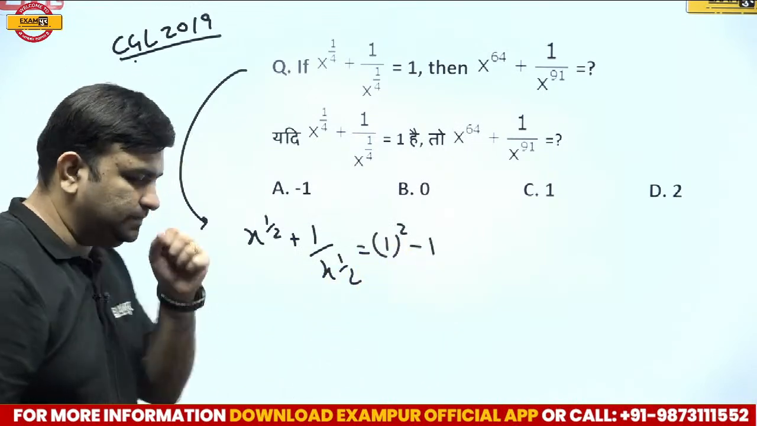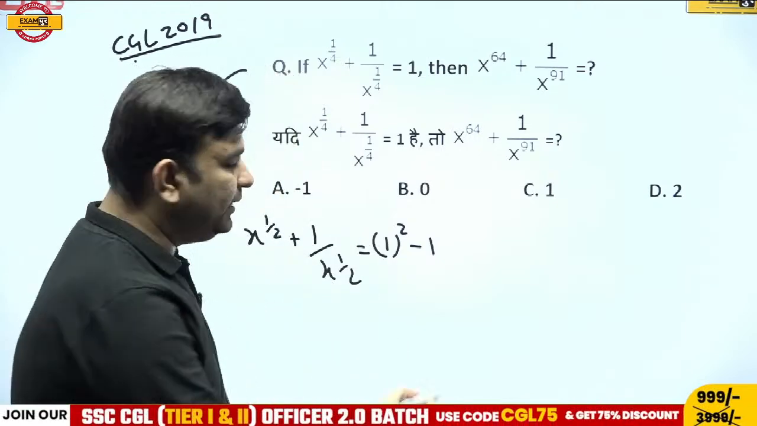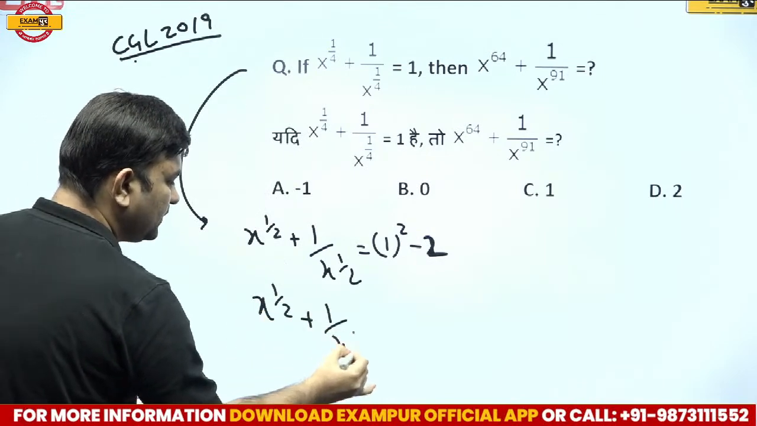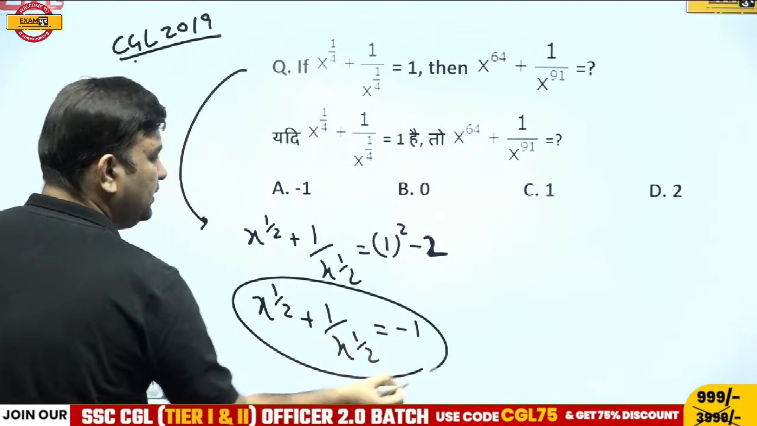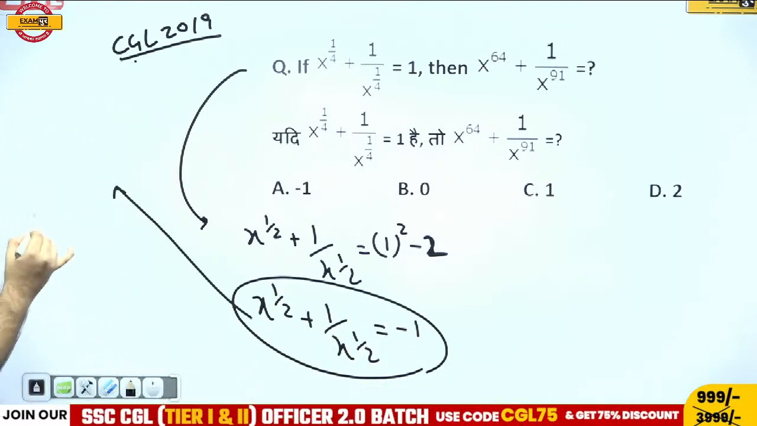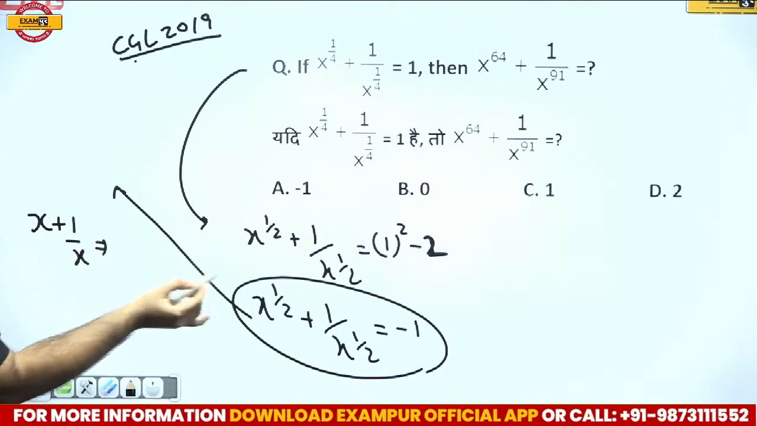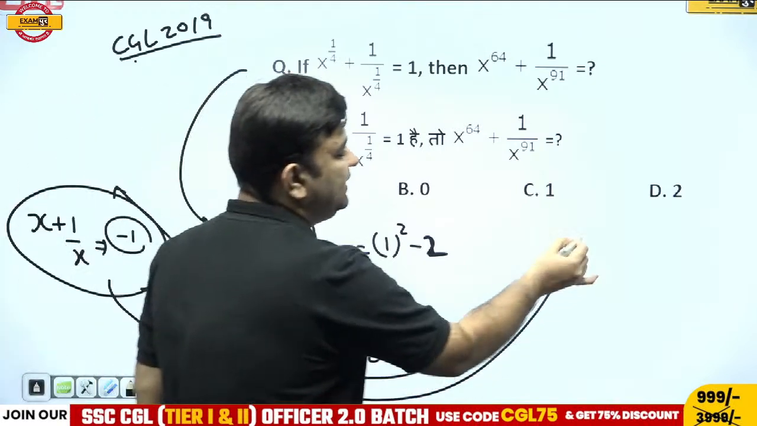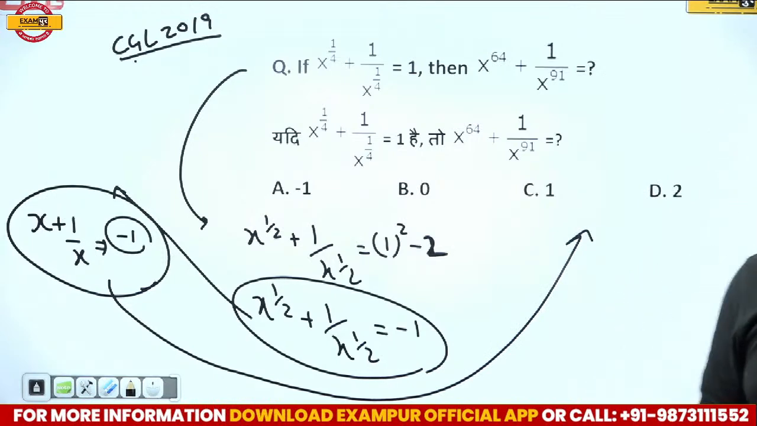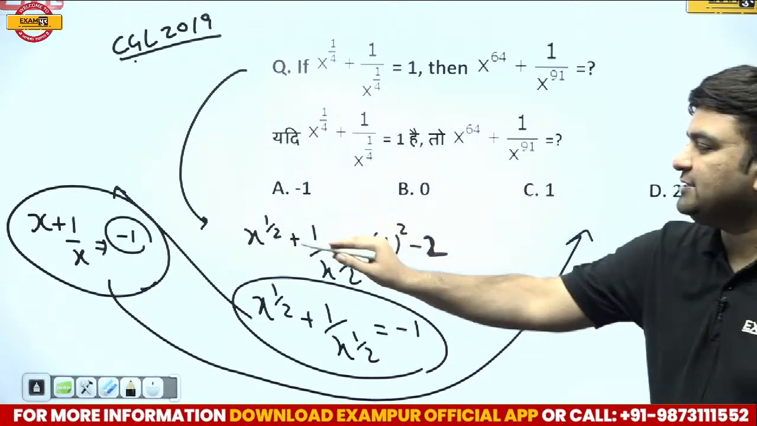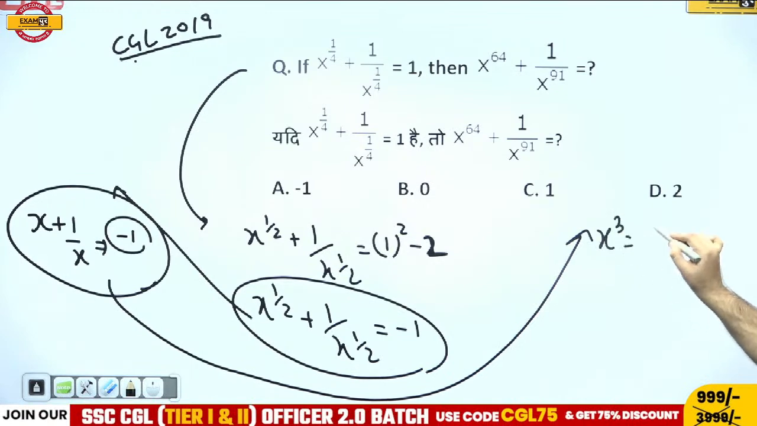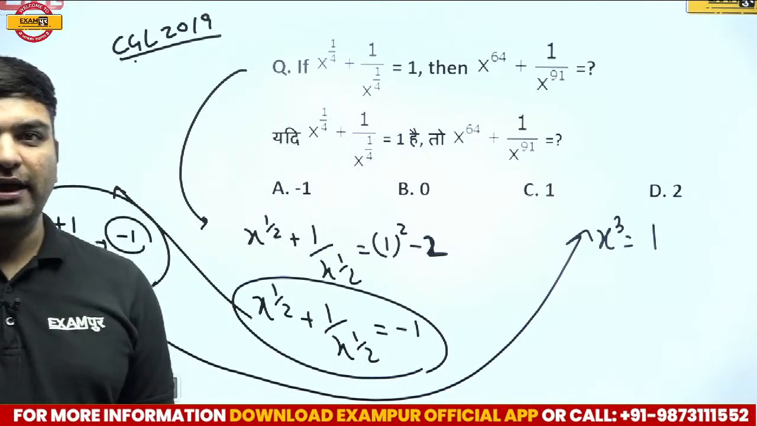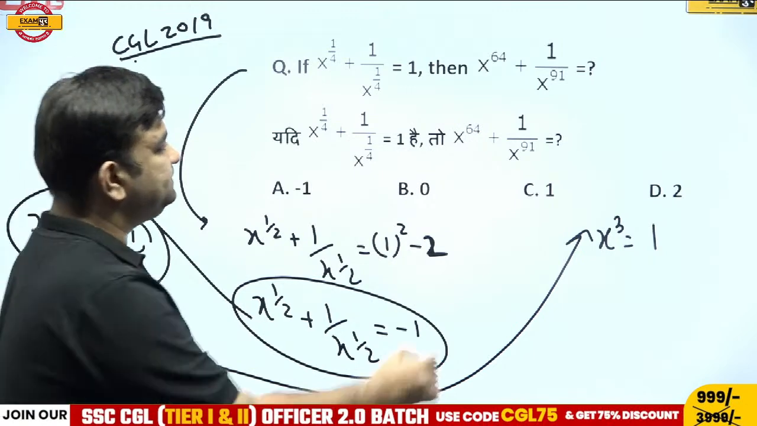It's a loop, my dear. Again, when you do the squaring, then x plus 1 upon x will come as minus 1 squared minus 2, again minus 1. What is the standard result, guys? What we remembered for x plus 1 upon x is minus 1: the result was x cube is 1. For x plus 1 upon x as minus 1, x cube is 1.